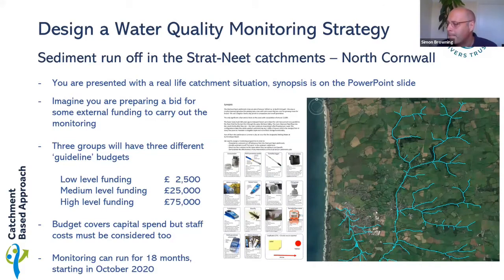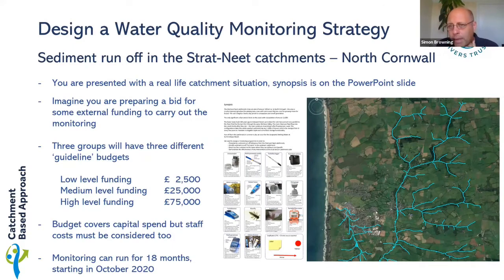The only catch is there'll be 3 different breakout groups, and we've got 3 very different budgets to work to. Because there's a whole host of variables that will govern exactly how much these kinds of monitoring things cost you, we don't need to worry too much about that. Imagine you're bidding into a funding source and they've given you a guideline around what the capital funding will be. I'm not going to expect properly costed proposals with staff time and mileage, but in your deliberations you need to consider the balance between technical capital stuff, kit, and the staff resource needed to run it.